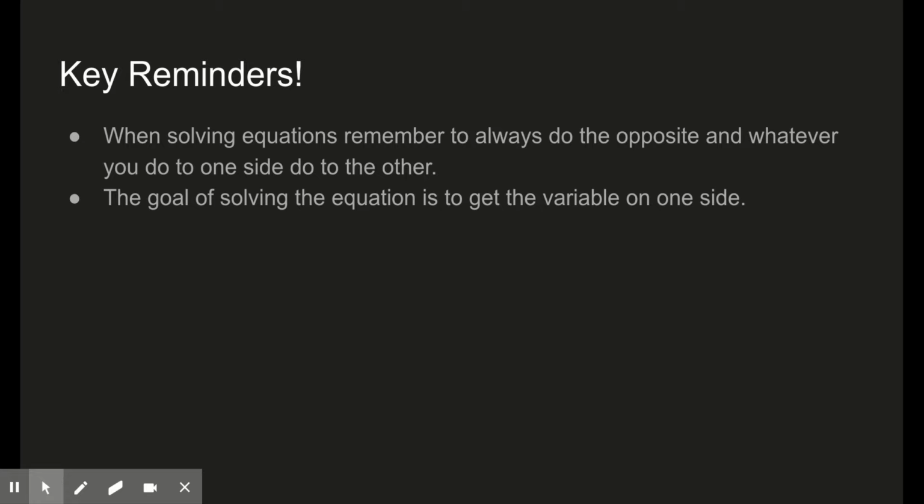So, some key reminders. When solving equations, remember to always do the opposite, and whatever you do to one side, do to the other, okay? So please remember we're doing the opposite, and whatever I do to one side, I'm going to do to the other, okay? The goal of solving the equation is to get the variable on one side. So you're going to have the variable on one side equal to a number, all right?